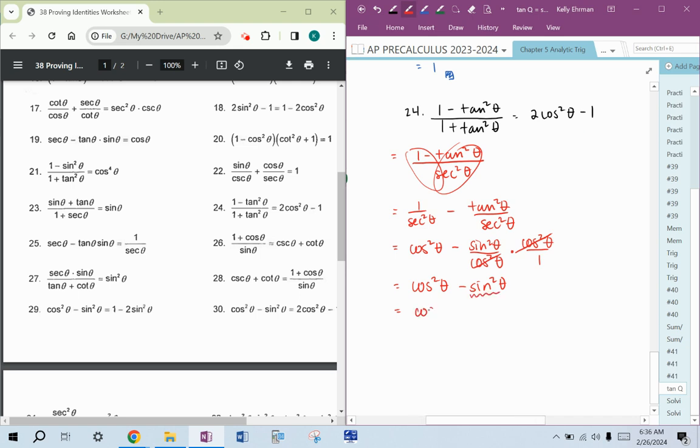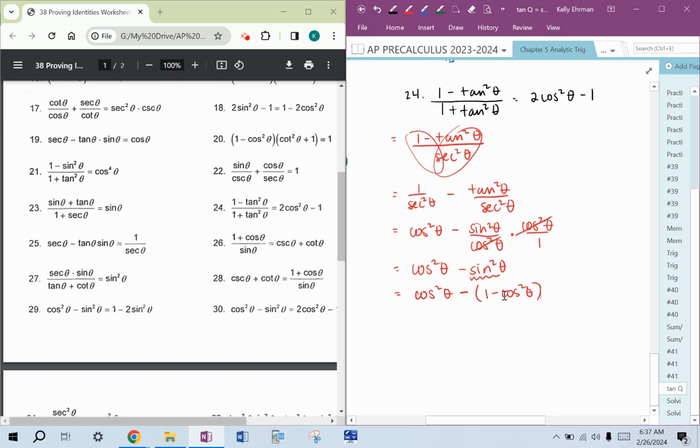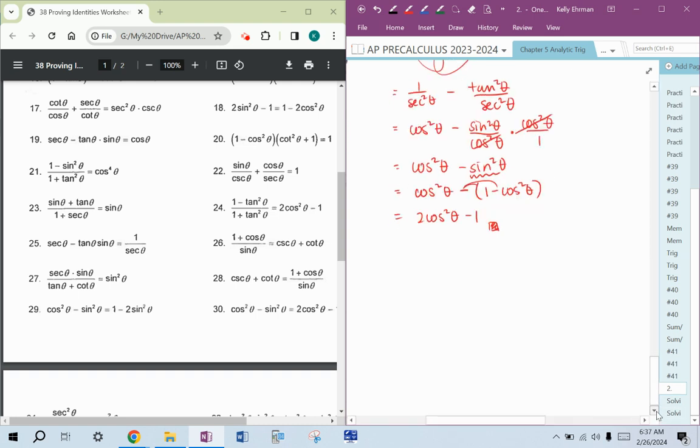So let's replace that with our Pythagorean identity. Sine squared is equal to 1 minus cosine squared theta. So I'm going to keep that quantity in parentheses since I'm subtracting all of it. And if you distribute that negative through, you're going to get cosine squared plus cosine squared, which is the 2 cosine squared. And this will become minus 1. All right. Let's take a look at 25.